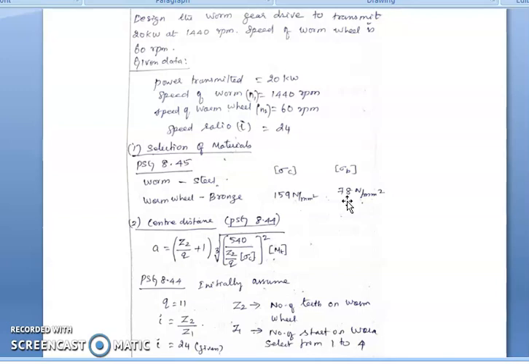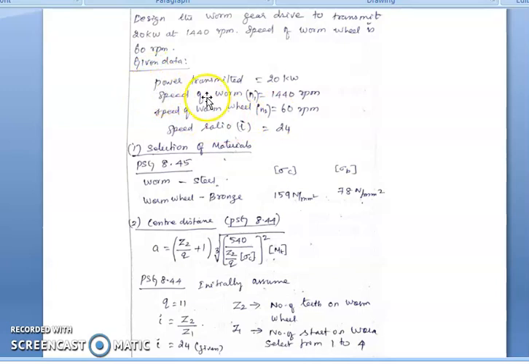Design of worm gear drive to transmit 20 kilowatt at 1440 rpm. The speed of worm wheel is 60 rpm. Here the speed of the wheel is 60 rpm only. So from 1440 rpm it is reduced to 60 rpm. So the worm and worm gear drive arrangement is especially used as a speed reducer. So from this, first write down the given data.